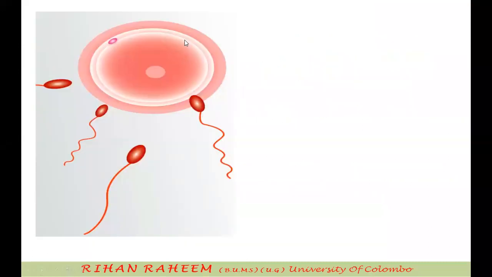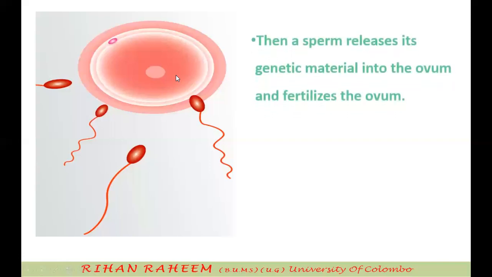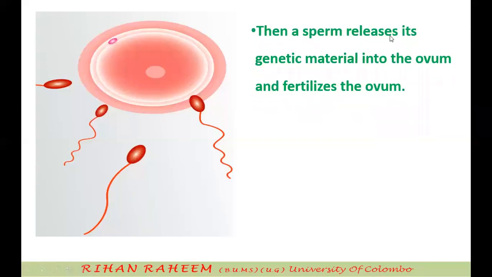The sperm touches the ova and releases 23 chromosomes, and the ova has 23 chromosomes. When they join, it is the real fertilization. When a sperm releases its genetic material, the chromosomes, into the ovum, this process is called fertilization. Are you all clear about fertilization? Every day fertilization won't happen. Only on the 14th, 15th, 16th, about 3 days chance is there.